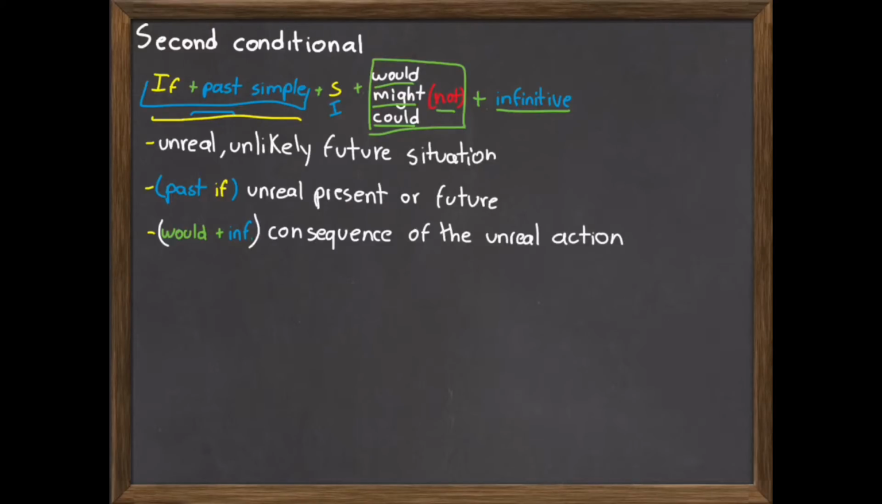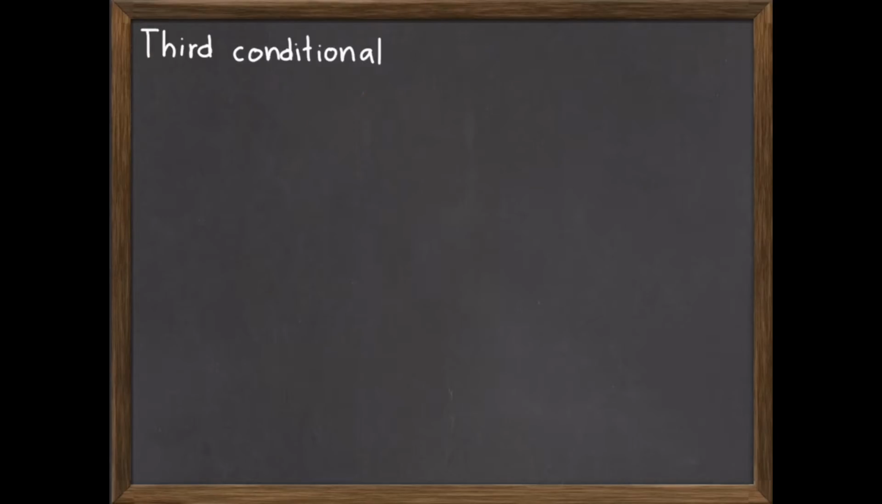That means that the would and the infinitive, the action or the consequence, comes after this action. Okay? So that's it for the second conditional. Now let's look at the next part, the third conditional.